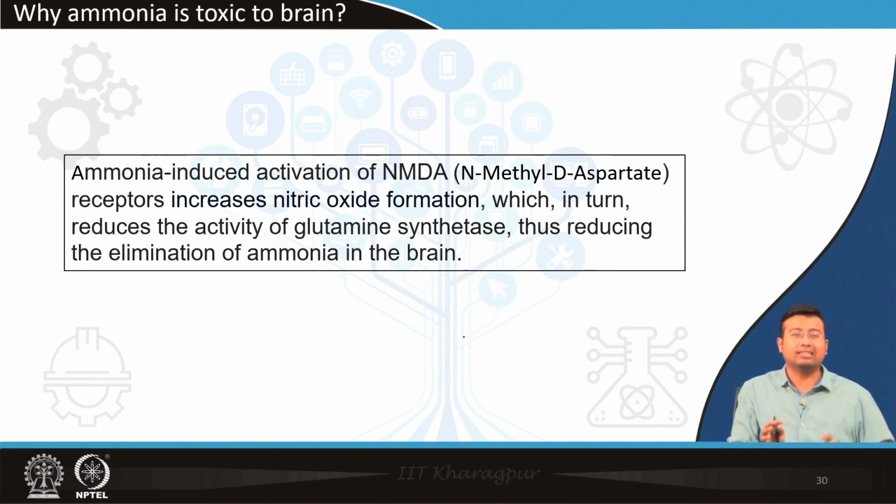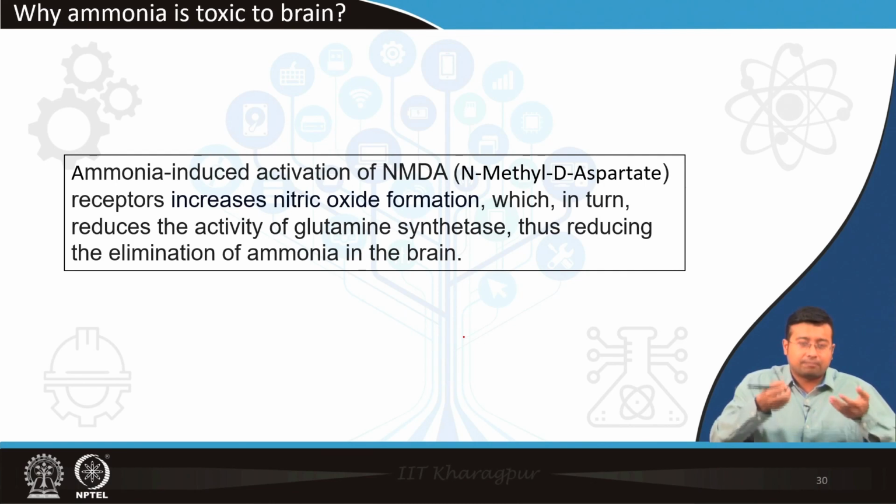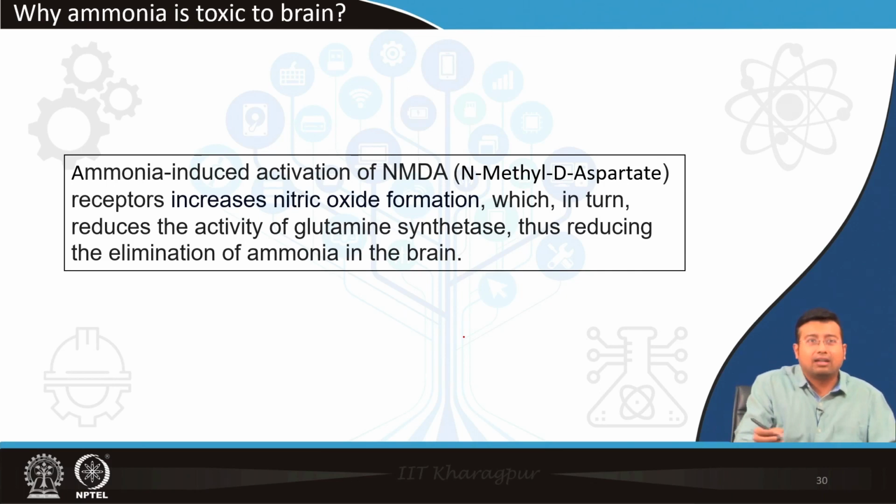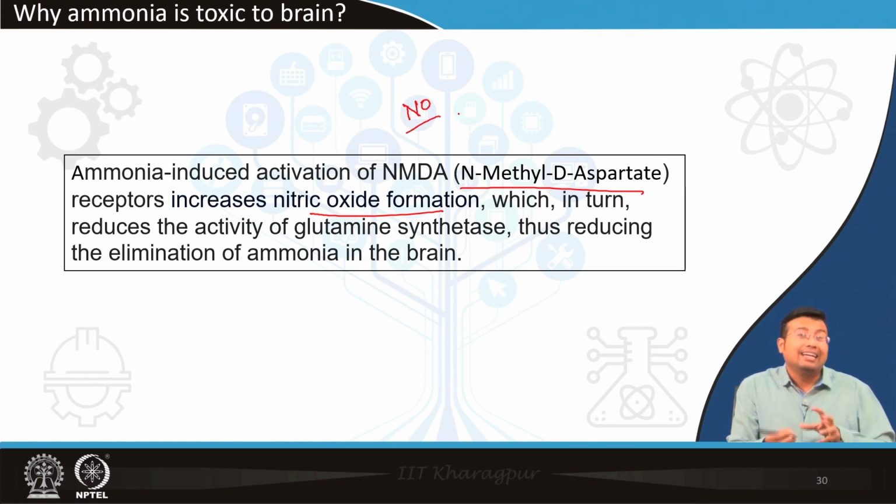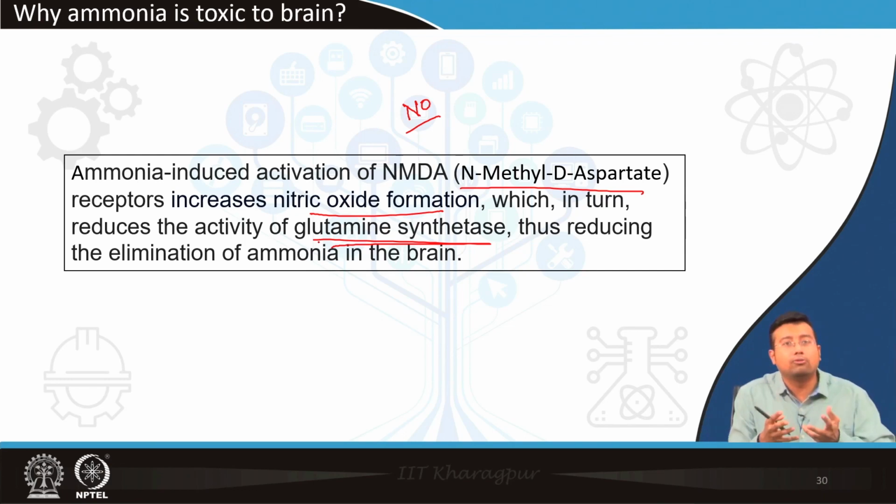And the last mechanism is that ammonia is believed to activate the NMDA receptor, N-methyl D-aspartate receptor, which actually increases nitric oxide, NO, formation. What does this NO do? It actually reduces the activity of glutamine synthetase, thus reducing the removal of ammonia from the brain, because glutamine, as we read, was one of the mechanisms by which ammonia was being removed from the brain. But if there is less production of glutamine, more and more ammonia will accumulate, and it will be more and more toxic to the brain.